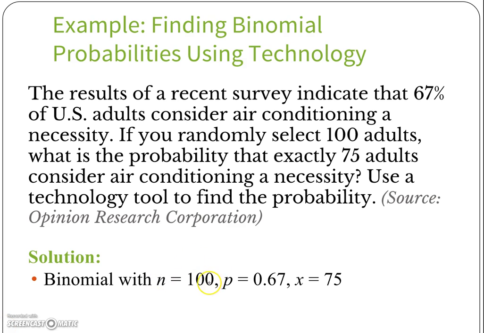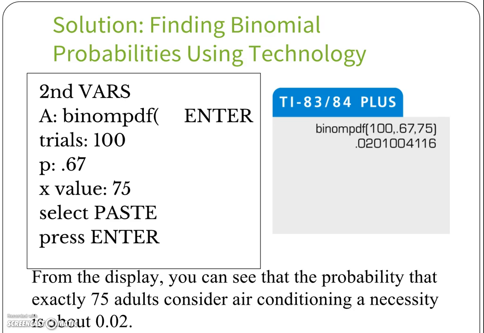This is an example when n is 100. Our p is 0.67. That's having air conditioning. And so our q, we would subtract that from 1 to get our q, and our x is 75 because we want to know what is the probability that exactly 75 adults out of the 100 selected feel that air conditioning is a necessity. So these are the steps on your calculator, so please follow along. Please try this out and make sure you get 0.02 as your answer, which means the probability that exactly 75 adults consider air conditioning a necessity is about 0.02. And that's how we use our calculator.